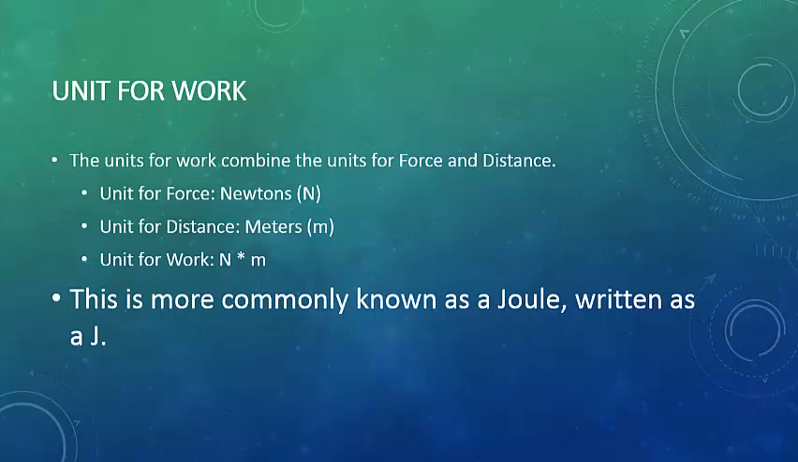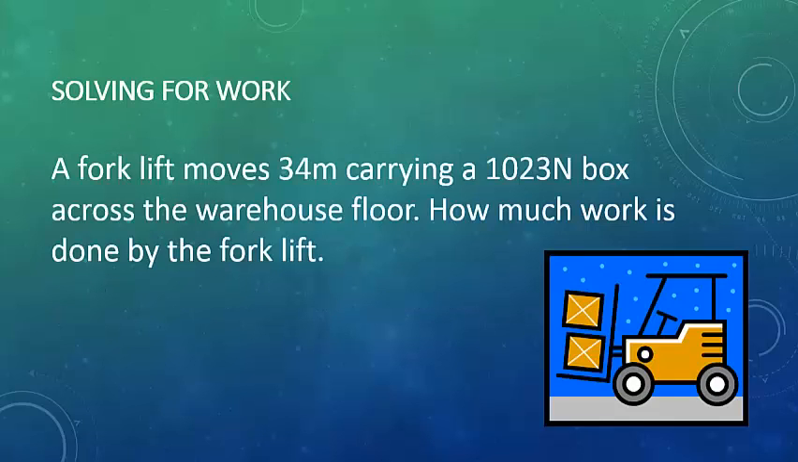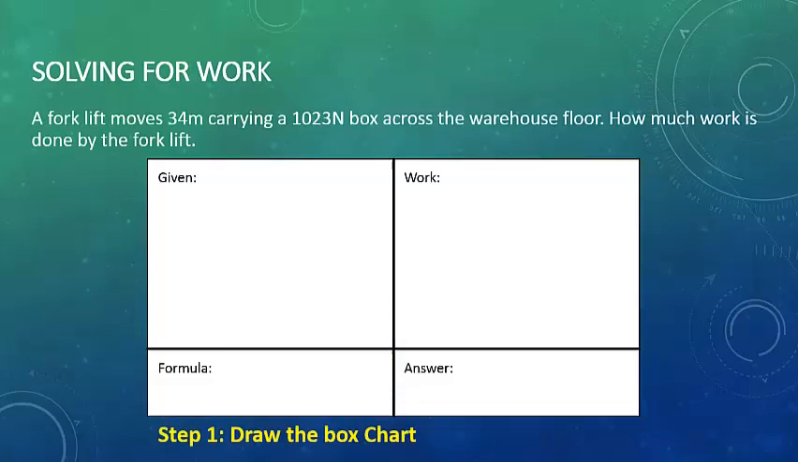So, now that we know our formula, and now that we know our unit, we can now solve. So, we have our problem here. A forklift moves 34 meters, carrying a 1,023 Newton box across the warehouse floor. How much work is being done by the forklift? So, the first step always is to draw the box chart. You guys should know this chart by now. It's the FGWA box that we've done since the third day of school.